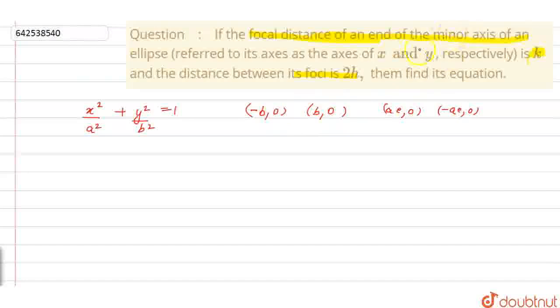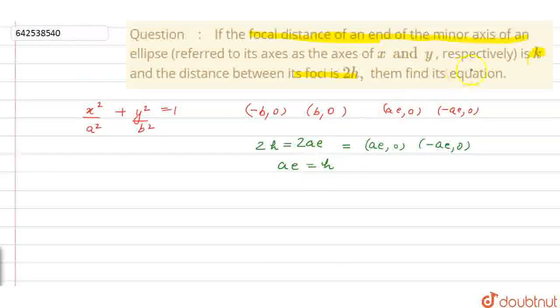Next, we have to use the concept that the distance between the foci is 2h. So the distance between these 2 points, ae comma 0 and minus ae comma 0, is equal to 2h. Now the distance between the 2 points is 2ae. This is given as 2h. So we can write the value of ae as h. This is our first equation.